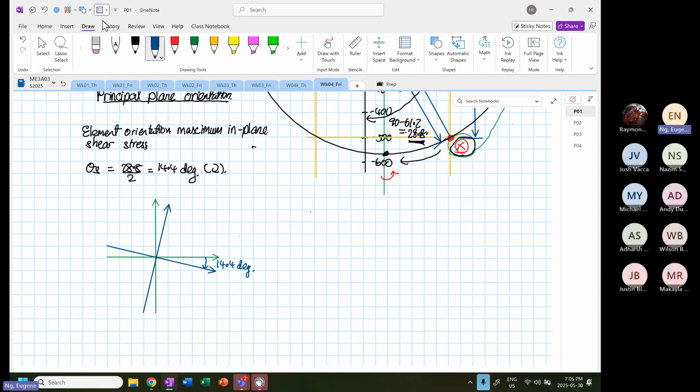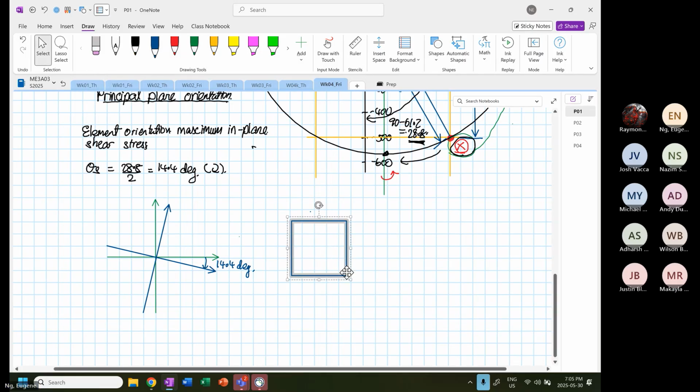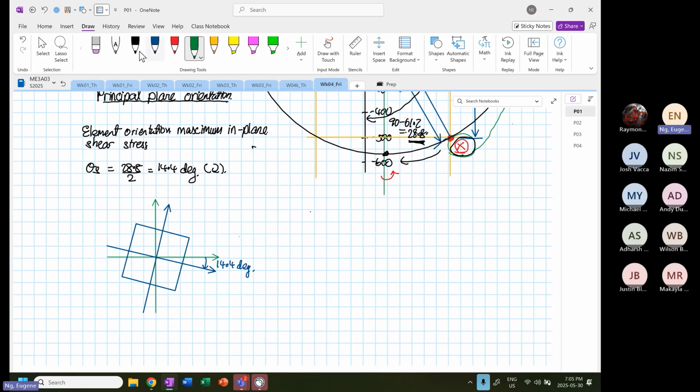Okay. So I will now attempt to sketch the element, and then we're going to rotate the element by 14.4 degrees. Okay, so this is about 14.4 degrees, right? And then, like before, we're going to draw our green line. Okay. So from here, then another one.